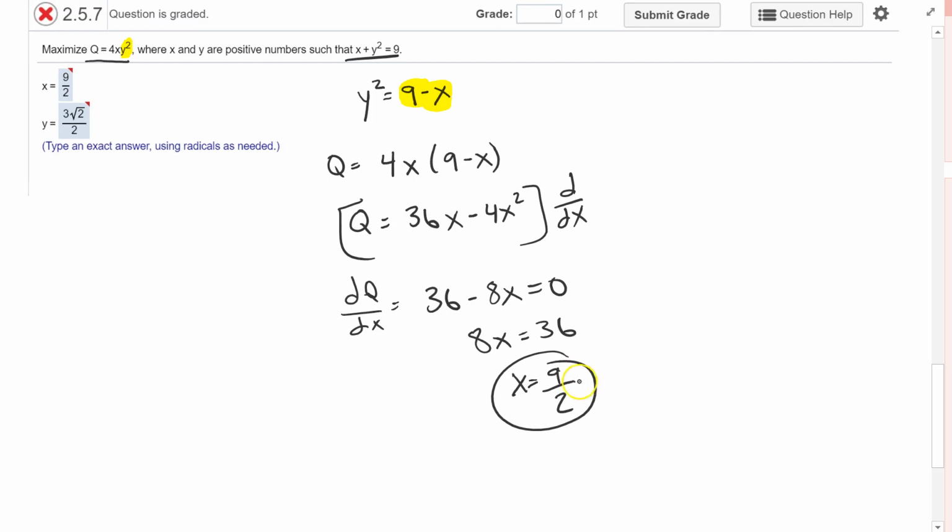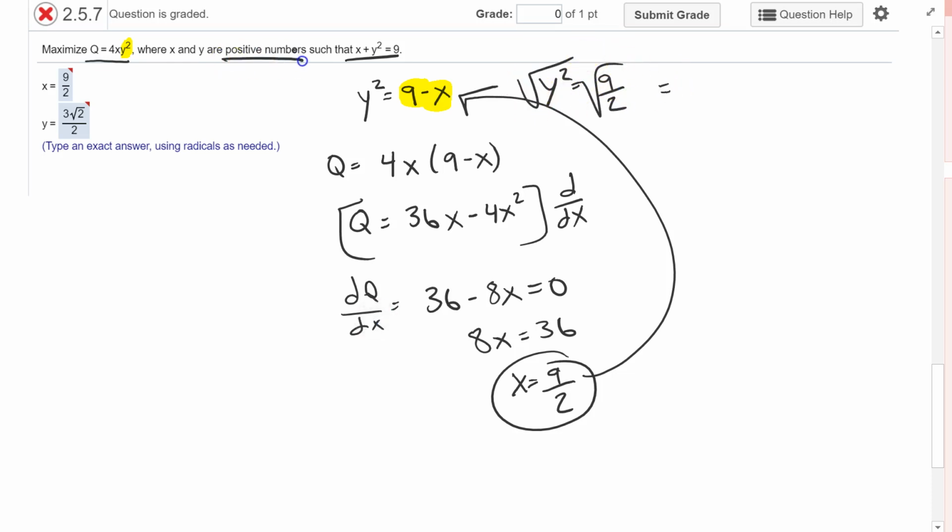And if x is 9 over 2, we want to find y. We can plug in 9 minus 9 over 2, which would give us 9 over 2. So y squared is 9 over 2. You take the square root of both sides. It says they are only positive numbers, so we can drop the plus or minus and know that we're just taking the positive. So we end up with the square root of 9 over 2, or rather, 3 over the square root of 2. We can rationalize the denominator and get 3 square root of 2 over 2.